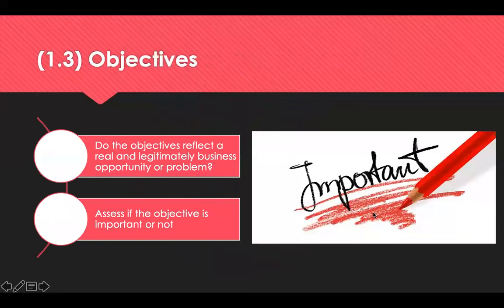So we've talked earlier about the need to see problems as opportunities, and here we are looking at whether or not business case objectives offer a way of taking advantage of an opportunity or solving a problem. Again, within the public sector, objectives may reflect a political mandate. So issues management is a way of assessing whether objectives are important enough.